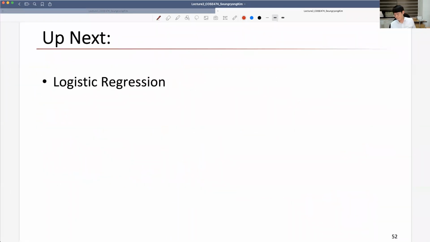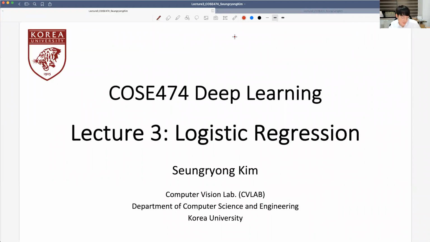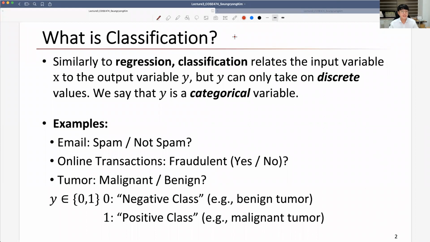Okay, so that was last week. Let's move to today's lecture. Today we're going to talk about the logistic regression problem, or the classification problem. Here's the thing. Similar to the regression problem from last week, the classification problem relates the input variable x to the output variable y, but y can only take on discrete values, compared to the regression problem.